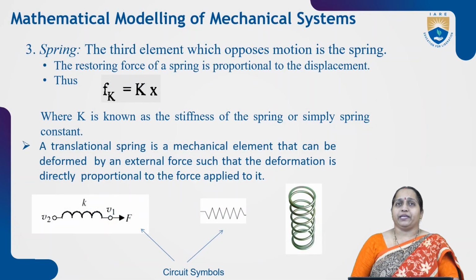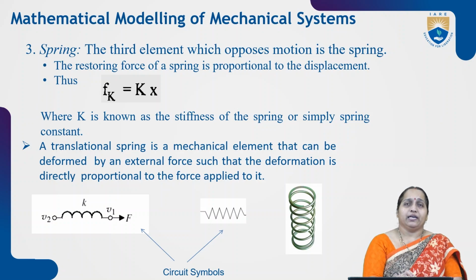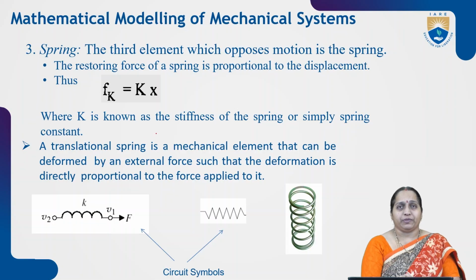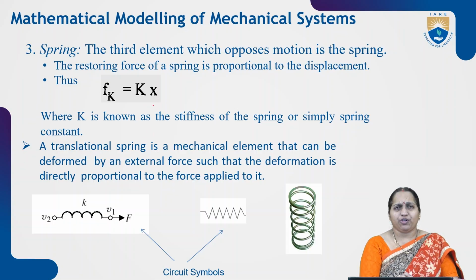The third element is the spring. The third element which opposes motion is the spring, resulting in a spring force. For the spring, force is proportional to displacement. So Fk is equal to K into x, where K is called the spring constant or stiffness of the spring.